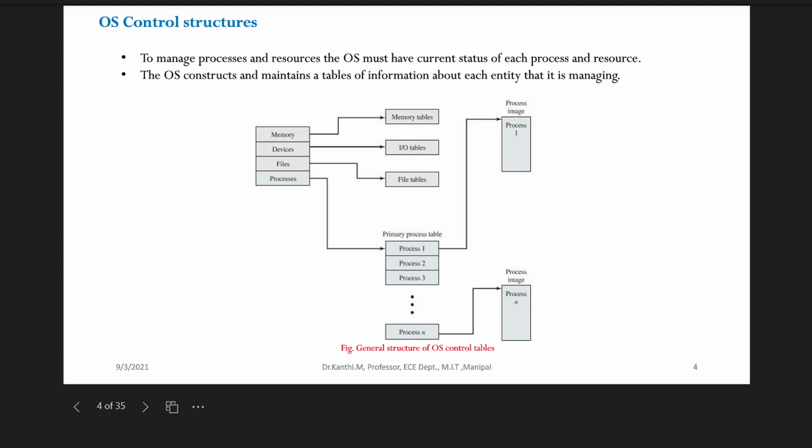So this is your operating system control structures. To manage processes and resources, the operating system must have the current status of each process and resource. What is my current state? Here, this shows the general structure of the operating system control tables. You have memory, devices, files, and processes: memory blocks, IO blocks, files. Whatever the task, you segregate the memory-related tasks.